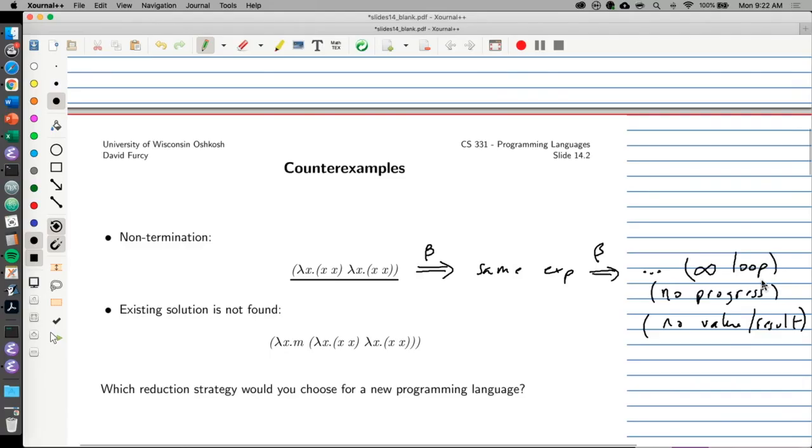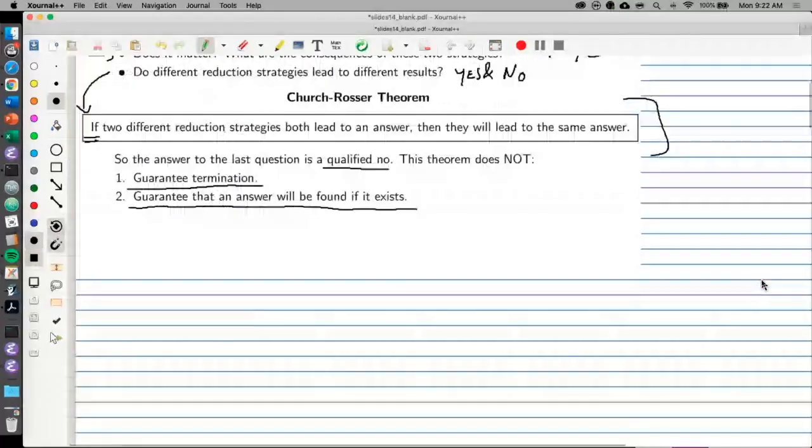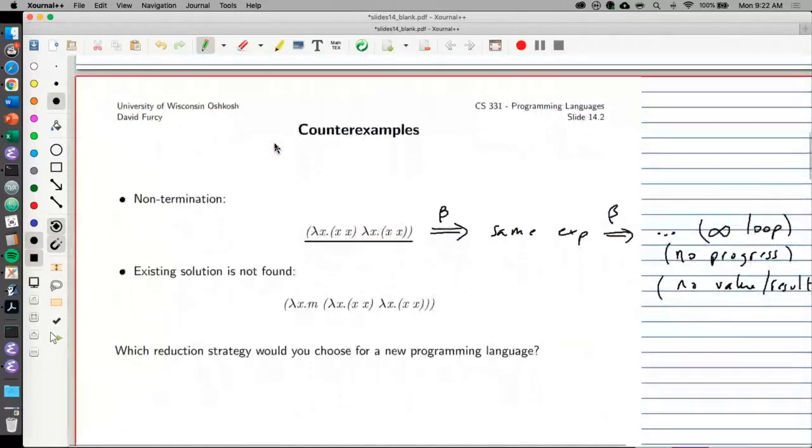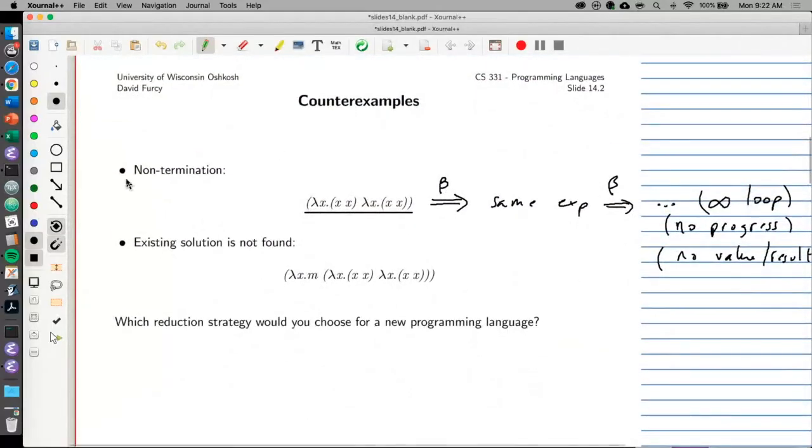Does that make sense? This is what we mean by: the theorem doesn't say that it's ever going to terminate. Sometimes it will, sometimes it won't. It just says if it terminates, a strategy will give you the same answer as another strategy that also terminates. Now, this is called non-termination because it's an infinite loop.